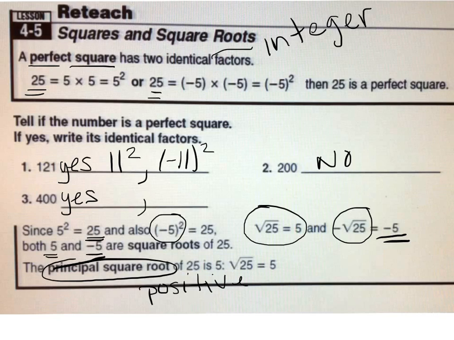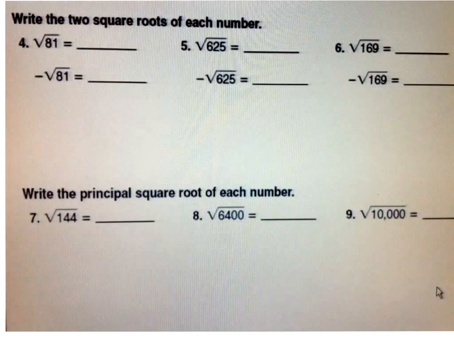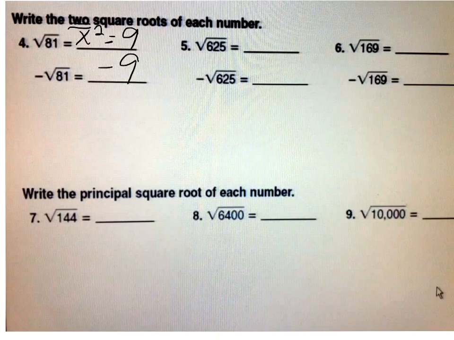Okay, so there's quite a bit of vocabulary there. You may want to take a minute to take some extra notes on those or think about those a little bit. All right, so let's practice finding square roots. We're going to write the two square roots. Remember, there are two square roots of each number. The square root of 81. What did we multiply by itself? What did we square? What number squared gives us 81? That would be 9. So 9 is a square root of 81, but also negative 9. So the two square roots are 9 and negative 9.